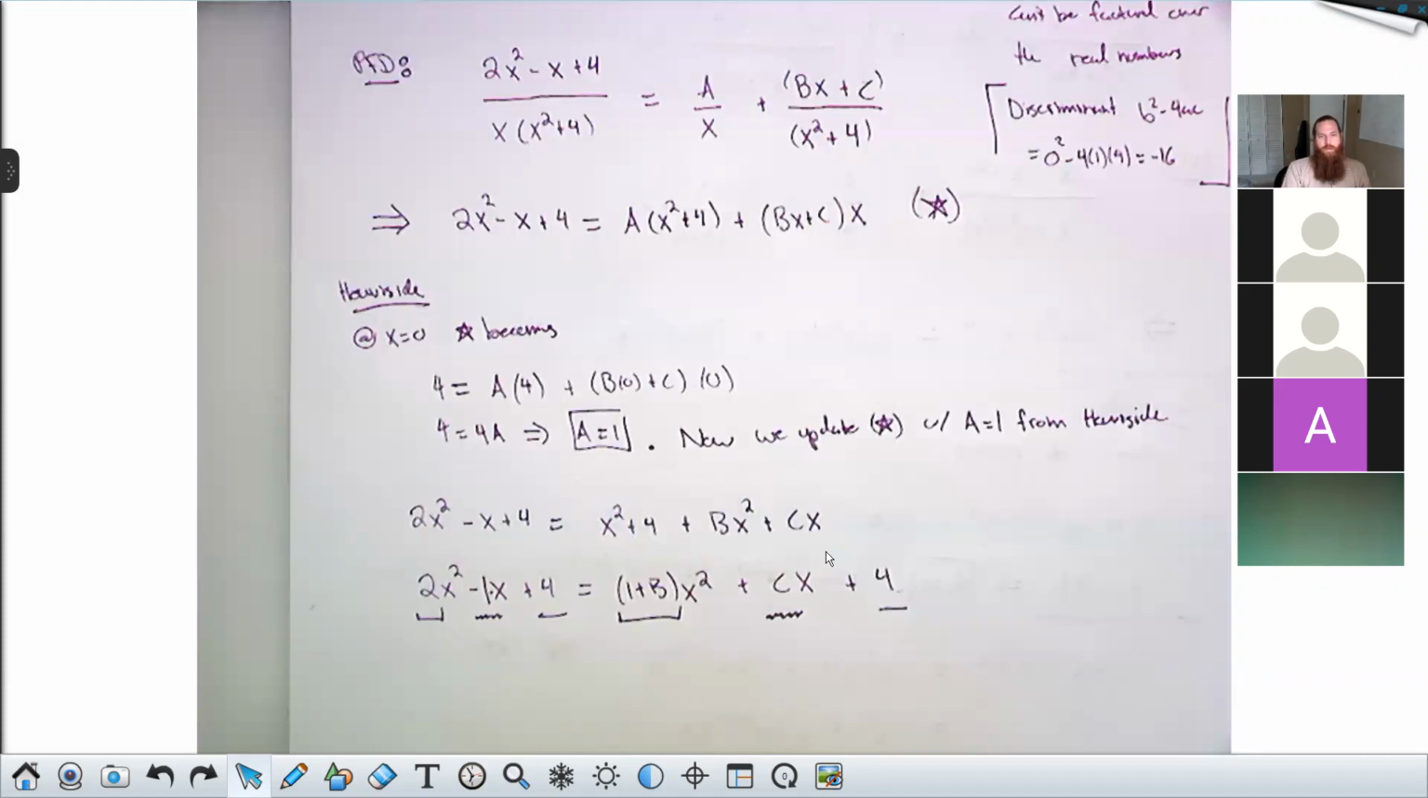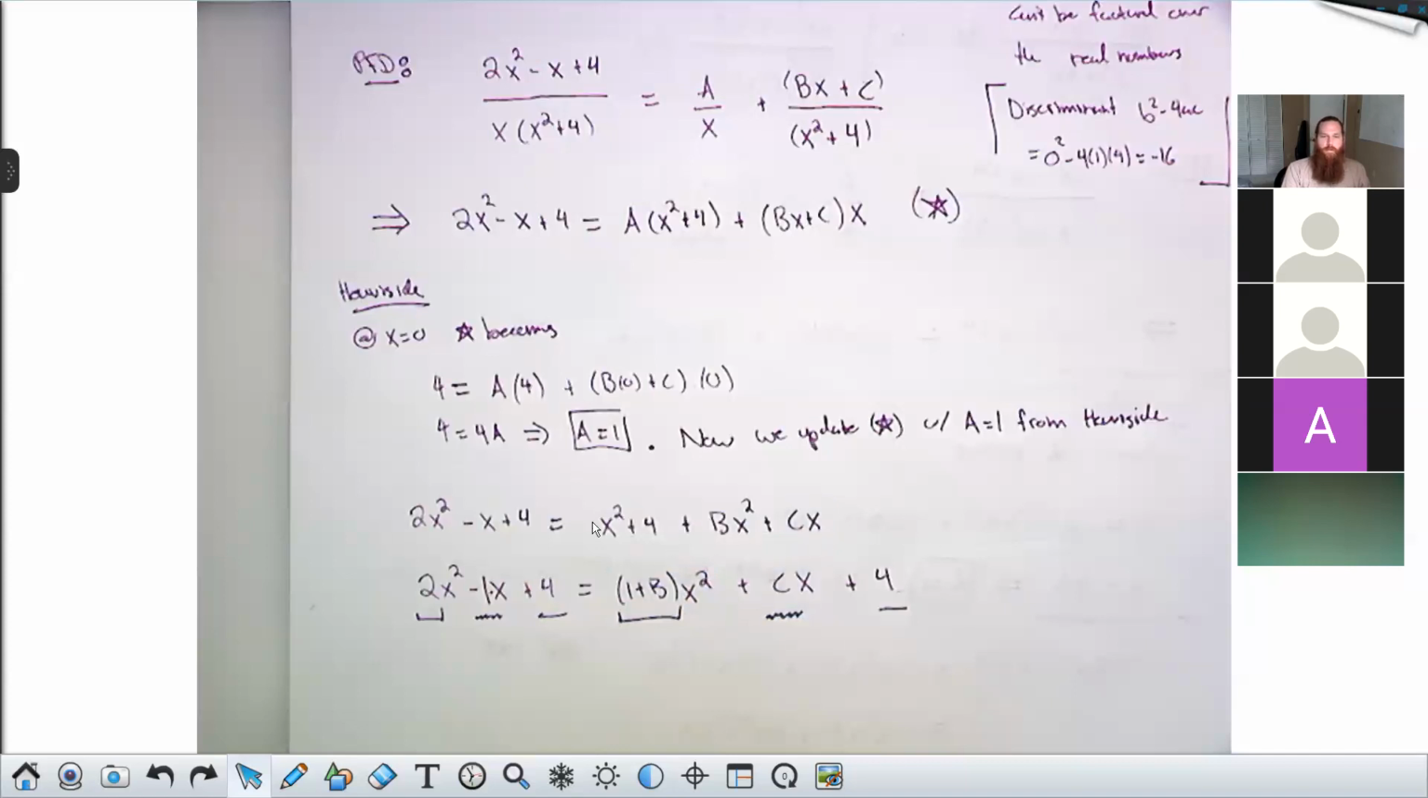So first, let me handle the right-hand side. I've got x squared plus bx squared. If you put those next to each other and factor the x squared, you get 1 plus b times x squared, right? Yes. So that's where this guy came from. And then cx is just cx. There are no other x's.